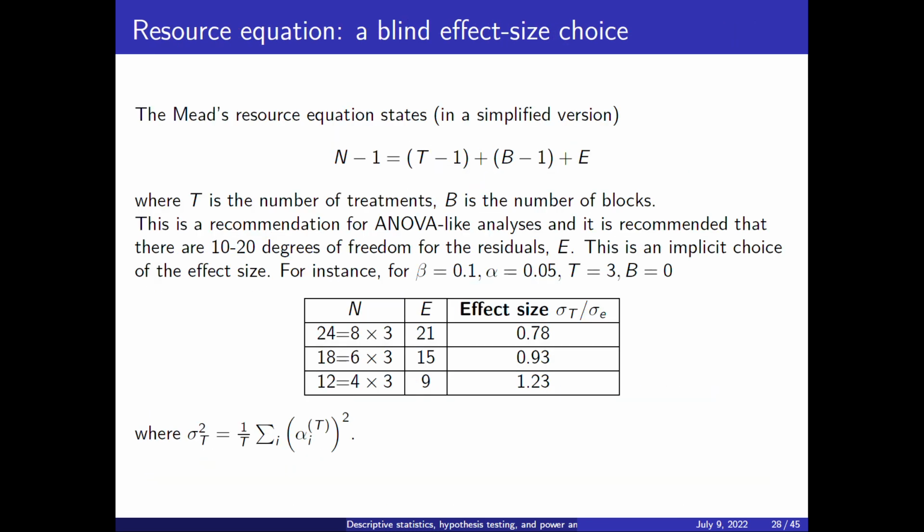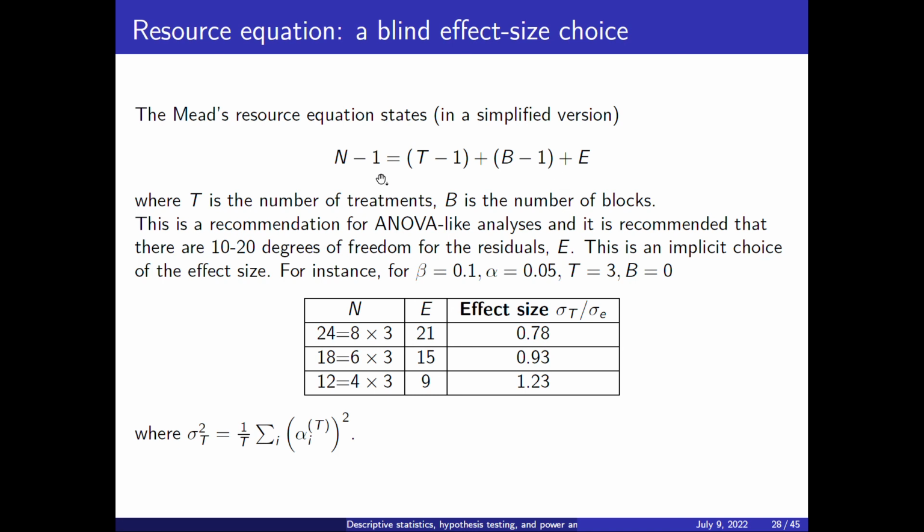There is a kind of rule of thumb of how many samples I need. This is called the resource equation, or Mead's resource equation. In a simplified version, it has different flavors, and I don't want to get into the details, but somehow it is related to something called degrees of freedom that we will see a little bit in the next session. On the left you have the number of degrees of freedom that you get by doing your analysis. On the right you have the number of degrees of freedom that you spend in estimating different parameters.